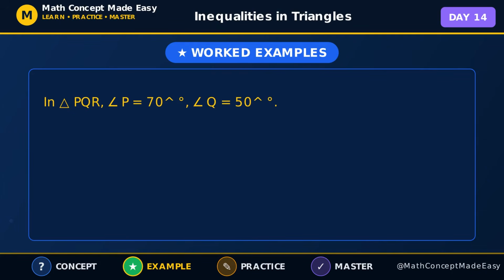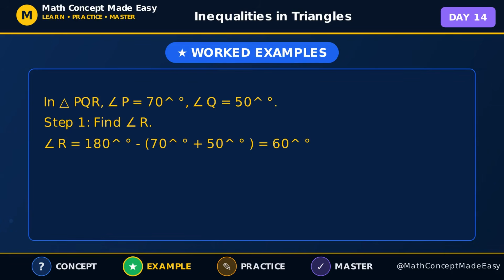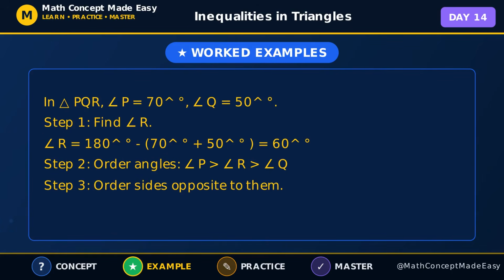In triangle PQR, angle P equals 70 degrees, angle Q equals 50 degrees. Step 1. Find angle R. Angle R equals 180 degrees minus 70 degrees plus 50 degrees, which equals 60 degrees. Step 2. Order the angles: angle P is greater than angle R, which is greater than angle Q. Step 3. Order the sides opposite to them. Which means QR is greater than PQ, which is greater than PR. Notice how every line follows logically from the one before it. That habit, checking each step, is what makes your answers reliable.